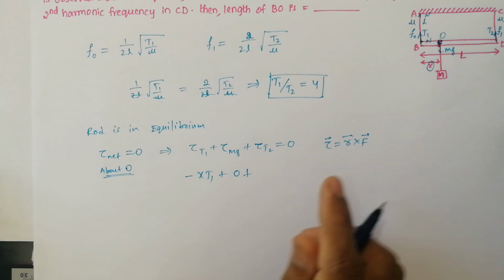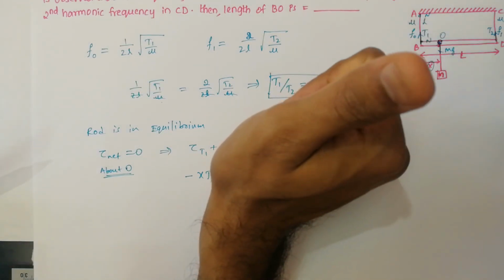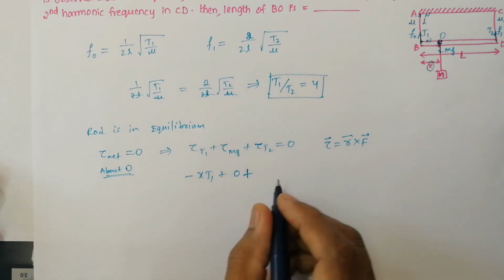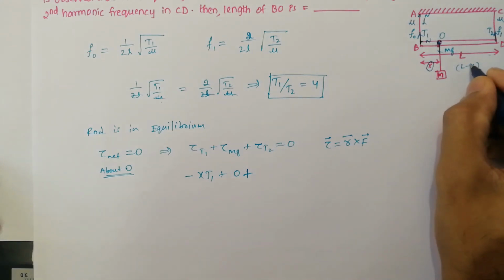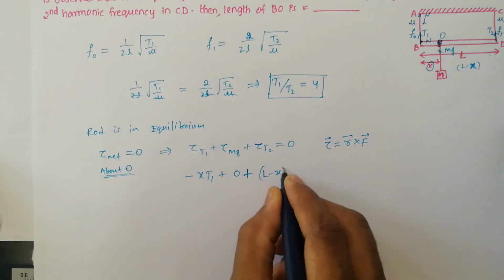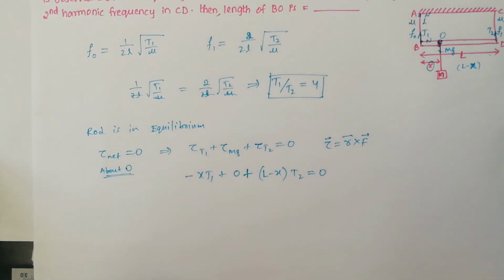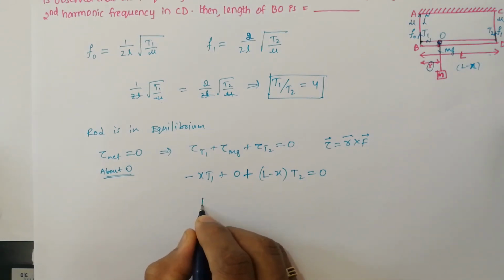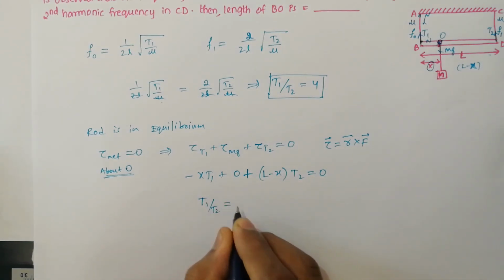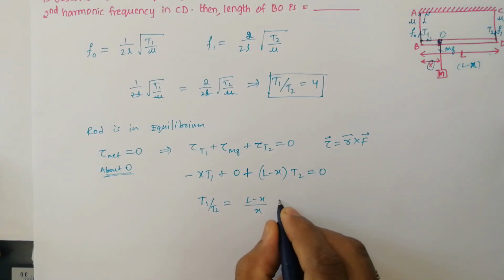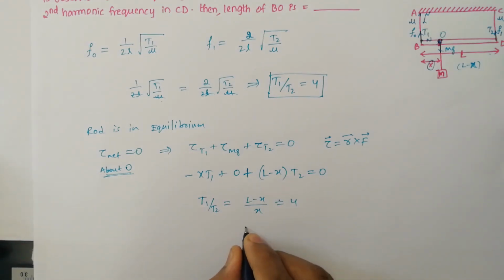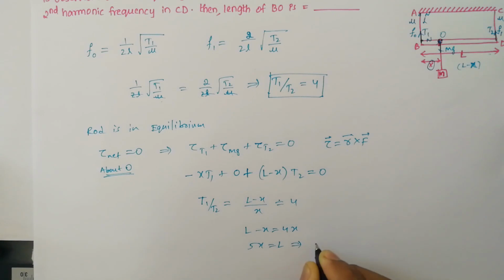Next, the torque due to this one: R cross F bar is in the upward direction, so it will be positive. The distance R is L minus x if this is x, so R2 will be L minus x. So L minus x into T2 equals 0. From here we'll get T1 by T2 as L minus x by x, and we already got T1 by T2 as 4. So L minus x is equal to 4x, from here 5x is equal to L, that implies x is equal to L by 5. So this is how to solve the question.